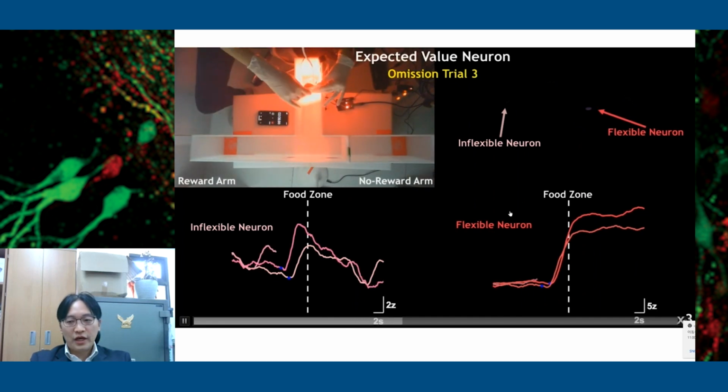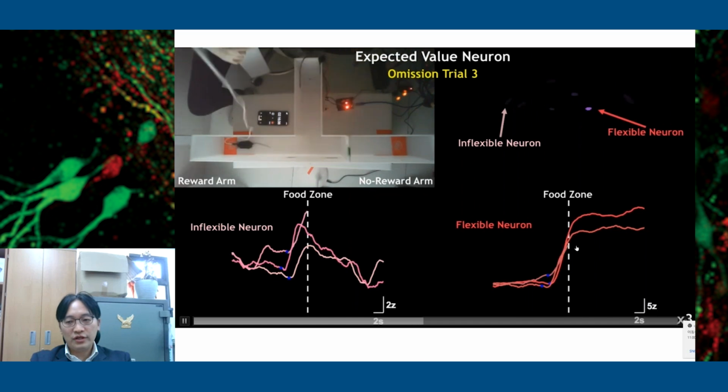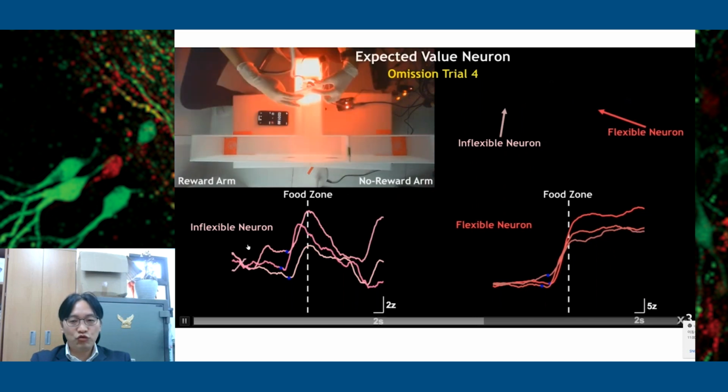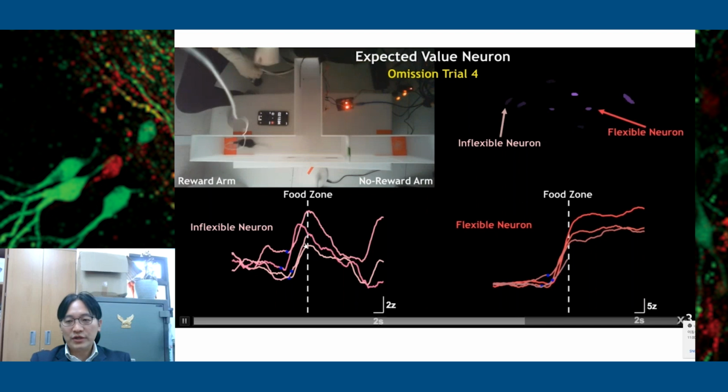So even though the mouse failed 2 times, they go there again. And we can compare these 2 neurons. This neuron activity goes up regardless of failure, but for this neuron, every time it fails, the neuron activity goes down or lower.